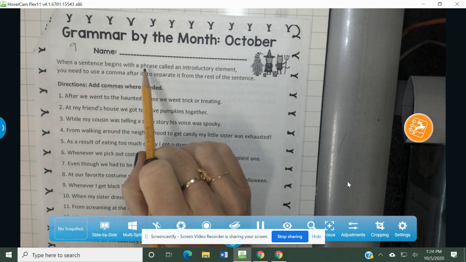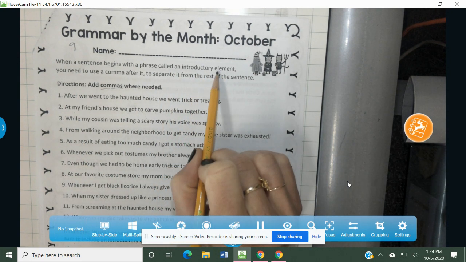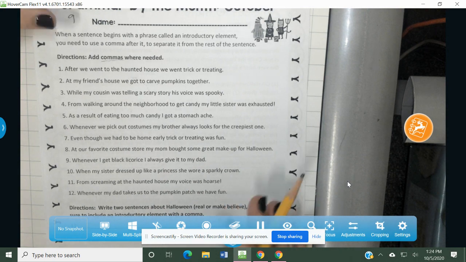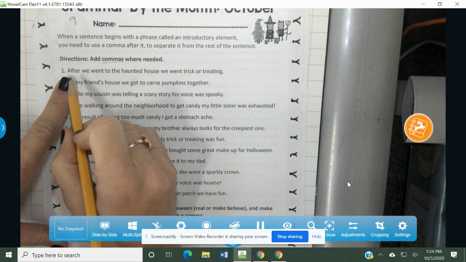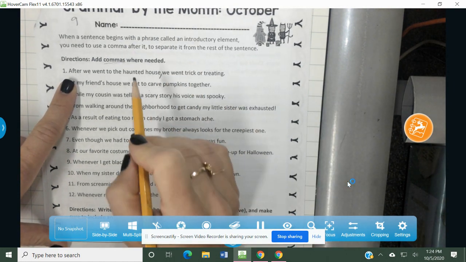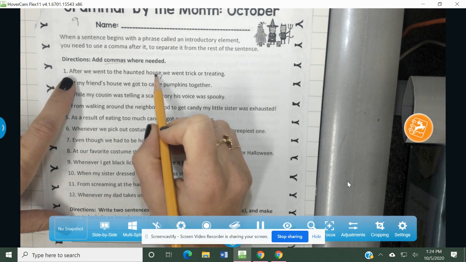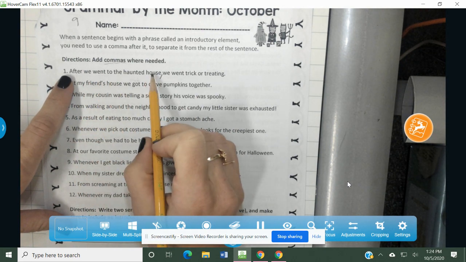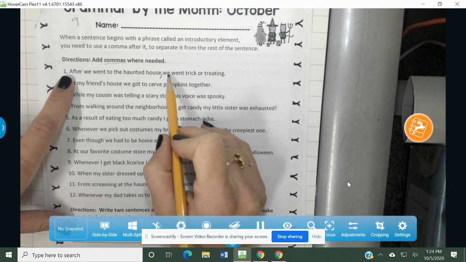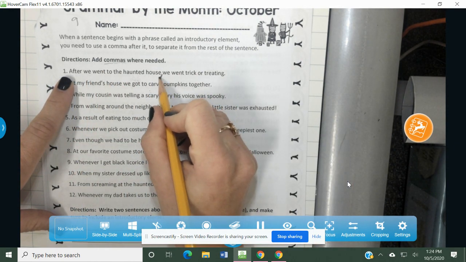It says when a sentence begins with a phrase called an introductory element, or you can call it an introductory phrase, you got to use a comma after it to separate it from the rest of the sentence. So here's what we mean. Number 1, after we went to the haunted house, comma, we went trick-or-treating. So notice that this is an introductory element, or I like to call it an introductory phrase. It gives me a phrase explaining something before I read the subject of the sentence. The subject of the sentence is we went trick-or-treating, but here's an introductory phrase coming before it, and we need to separate it with a comma.